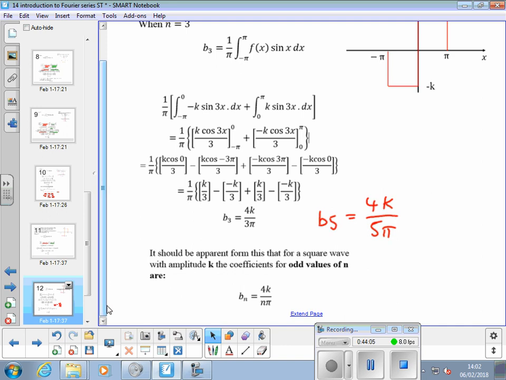It should be apparent from this that for a square wave with amplitude k, the coefficients for odd values of n are 4k over n pi.